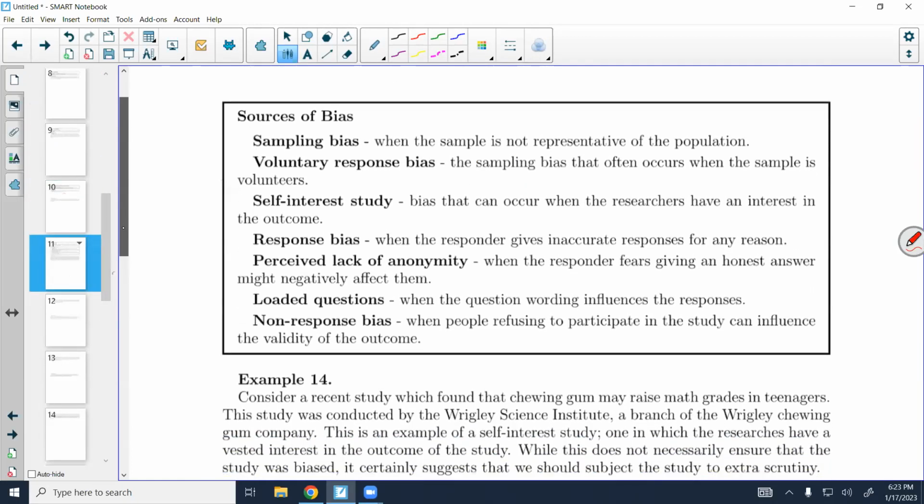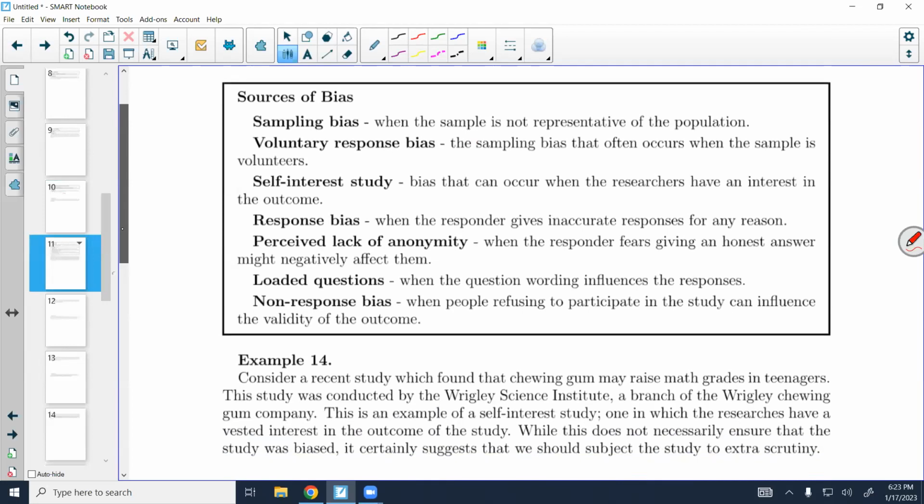Now we get to the biggie with samples. Talking about sources of bias. There's sampling bias when the sample is not representative of the population. There's voluntary response bias, the sampling bias that often occurs when the sample is volunteers. There's self-interest study bias that can occur when the researchers have an interest in the outcome. You know, like scientists hired by the cigarette companies to find out if cigarettes are harmful to your health.